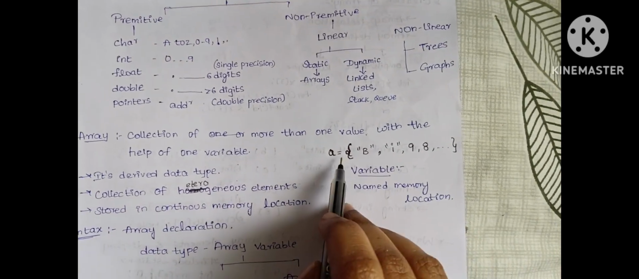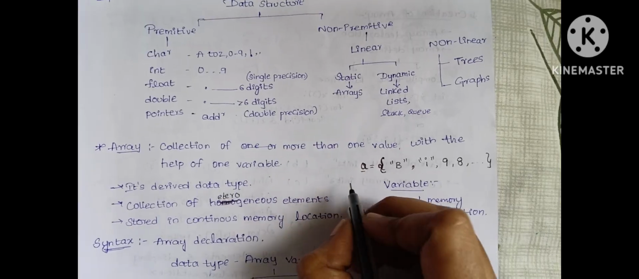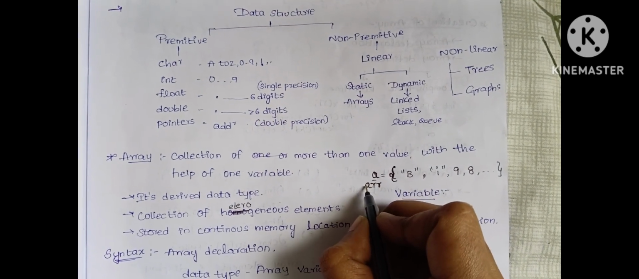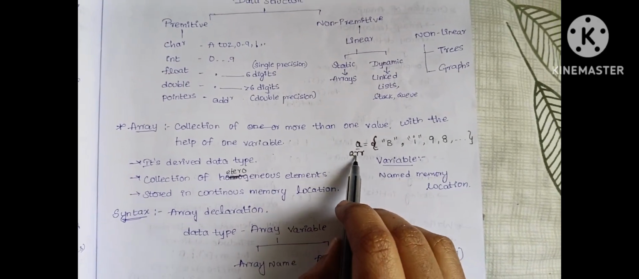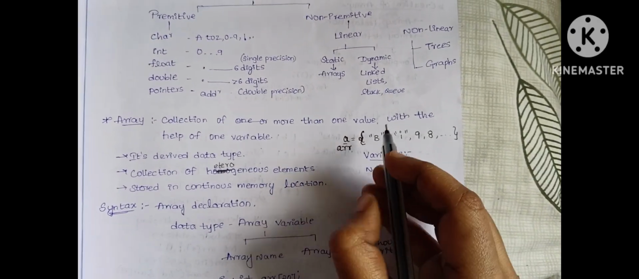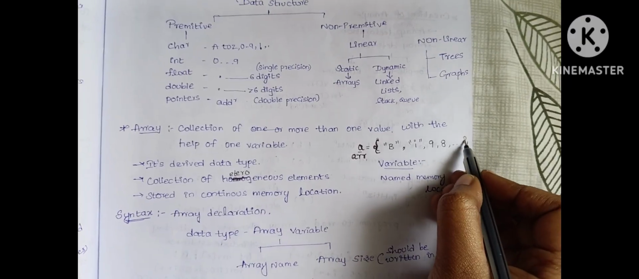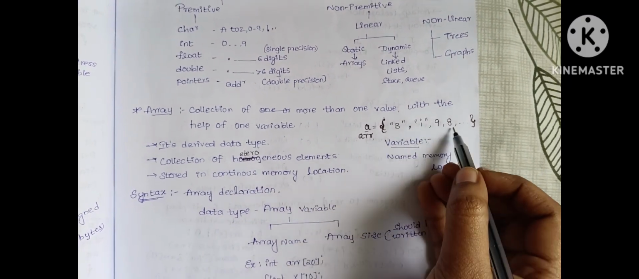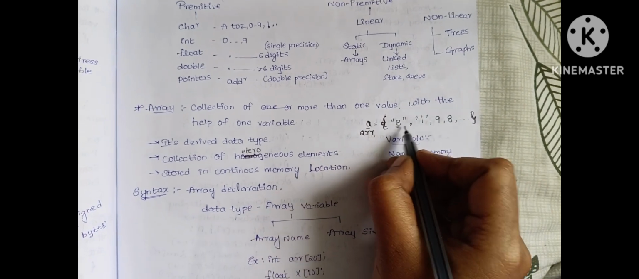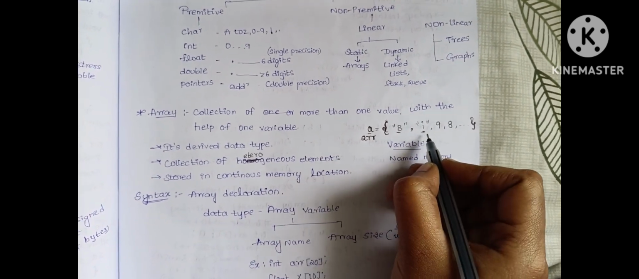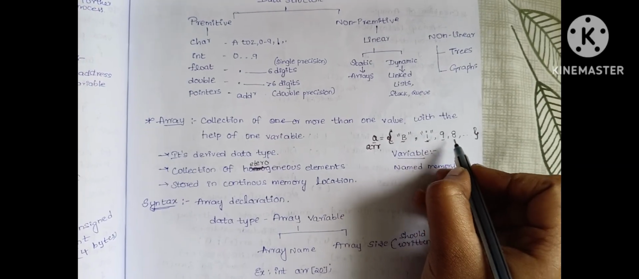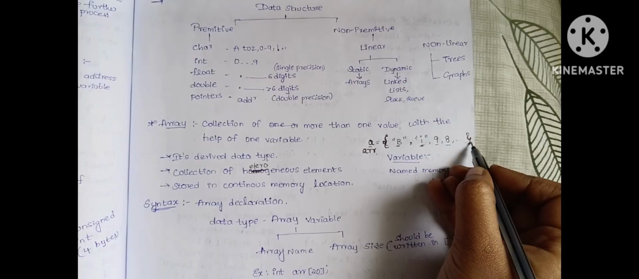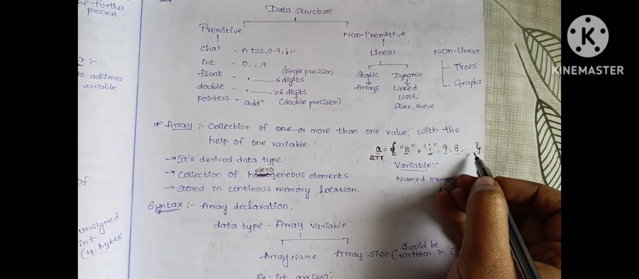Let me show you an example. See, here I am representing the array with A. It is your wish, you can represent it with anything. AR or array, both are the same. So an array is represented using flower braces, okay? Here I have taken two data types. See B and I, these are what? Character type, character data type. 9 and 8 are of integer type. So like this you can take string type also, and double type, float type, it is your wish.